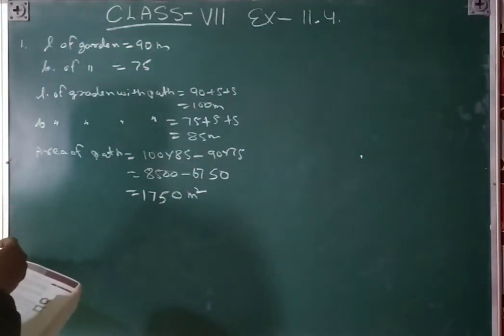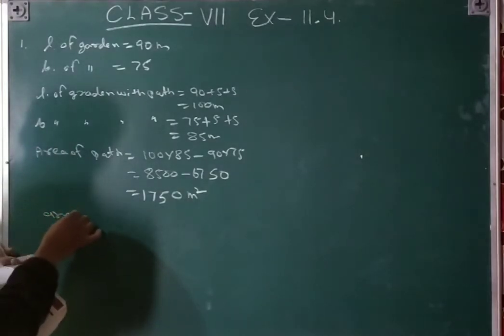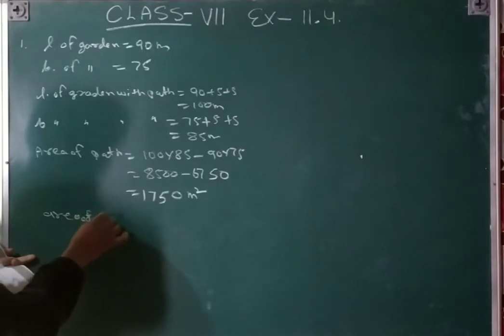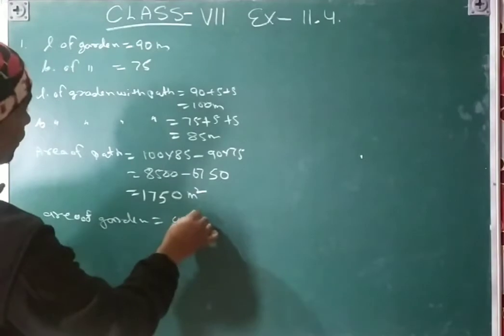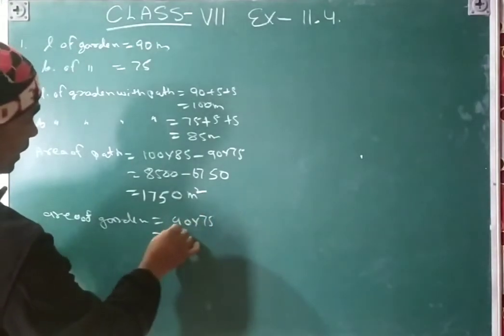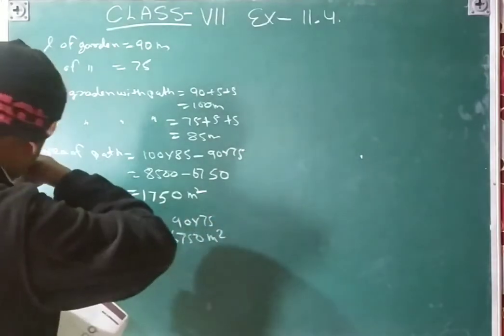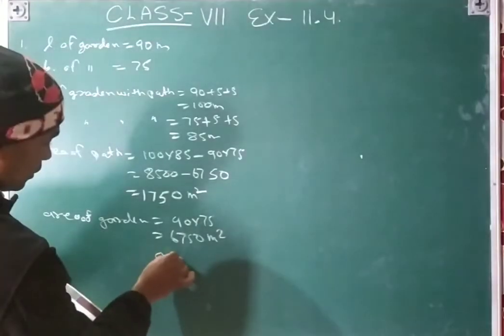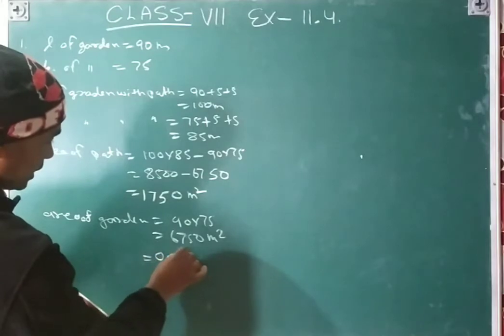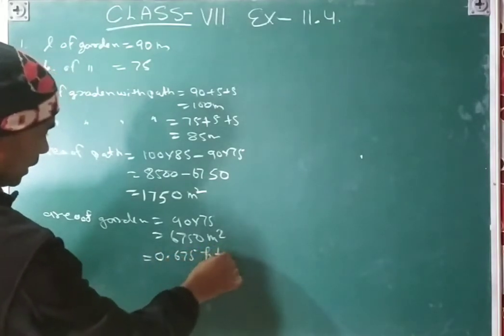And then also find the area of garden. So area of garden is equal to 90 into 75, which we have already found, 6750 meter square. And then we need to find it in hectare also. In hectare that is 0.675 hectare.